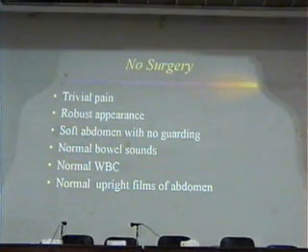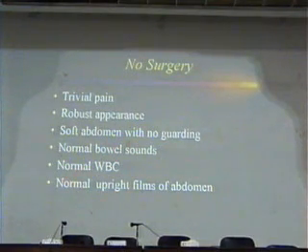Rigidity means inflammation or irritation of the parietal peritoneum. In most cases of surgical abdomen, there is irritation of the parietal peritoneum. That's why you have rigidity of the abdomen. But in cases of medical conditions, there is no irritation of the parietal peritoneum, and the abdomen is soft all through the examination, all through the pain the patient is suffering.